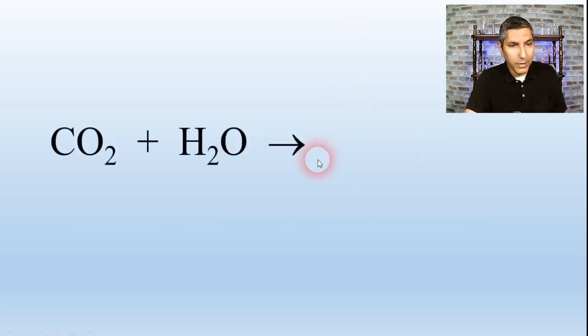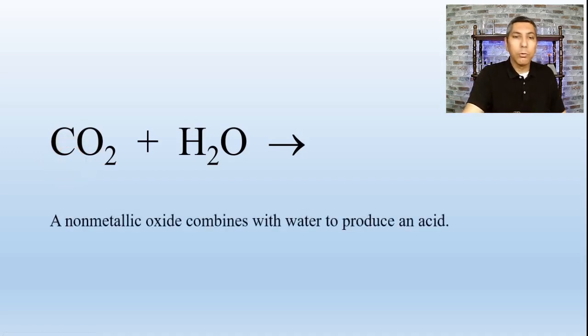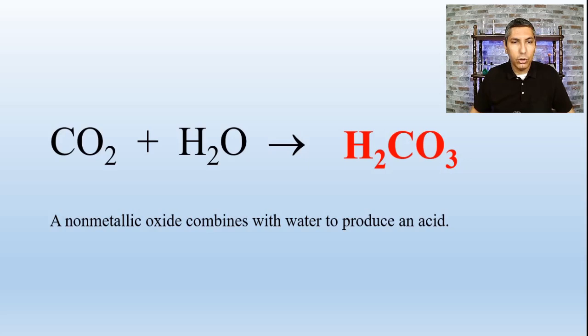And let's try another one here. Let's try this equation, CO2 plus H2O. Now this is a somewhat different example as well, but notice that carbon is not a metal. This is a nonmetal. So in this case, we don't have a metallic oxide plus water. We have a non-metallic oxide plus water. And the rule for that is a non-metallic oxide combines with water to produce an acid. Now, we've learned earlier in this course that an acid, in its most simple definition, essentially starts with hydrogen. So we're going to put H on the front there and H2CO3.